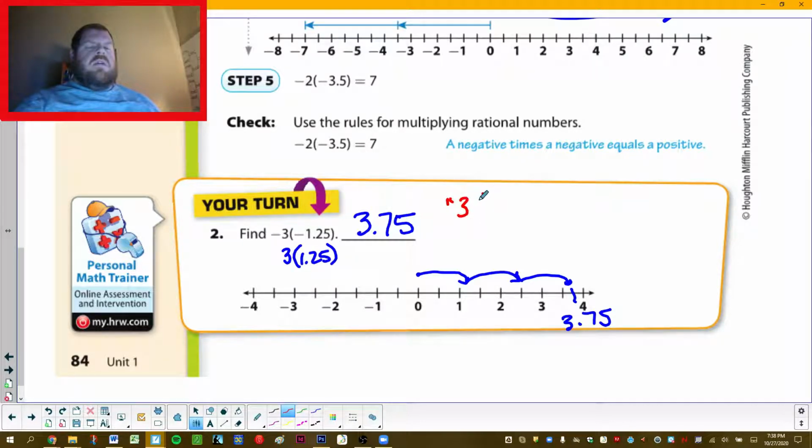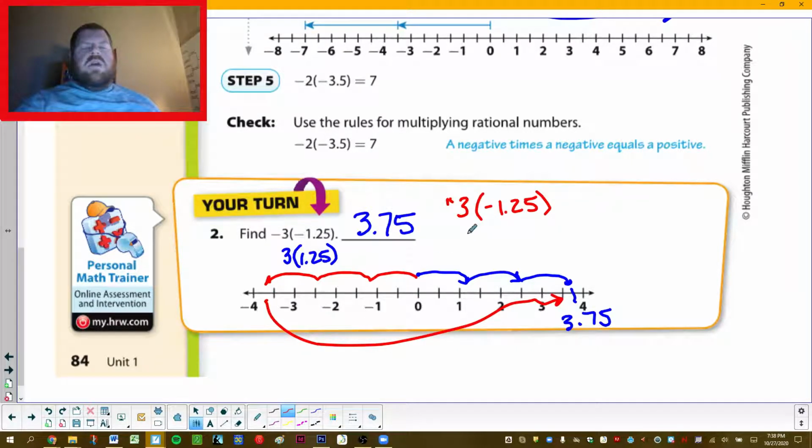Obviously, to do this the book's way, they're going to say, think about 3 times negative 1.25, which means we're going to go left 1.25 3 times. And then we need the opposite of that. So that's going to take us all the way over here, okay, to get our negative 3 times negative 1.25. But it's a little bit easier if you can deal with the signs first and then deal with the size of the number. Okay, that's a little bit easier.